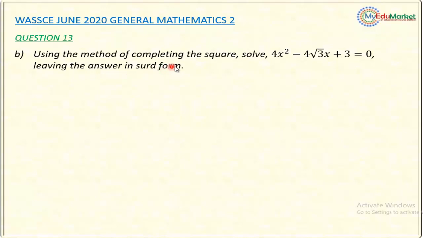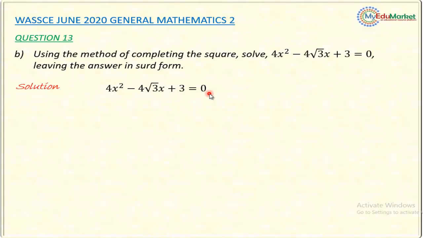Using the method of completing the square, solve the equation 4x squared minus 4 root 3x plus 3 equals 0. You have to leave the answer in surd form. So let me attempt to answer this question. Solution: copying the equation, 4x squared minus 4 root 3x plus 3 equals 0.